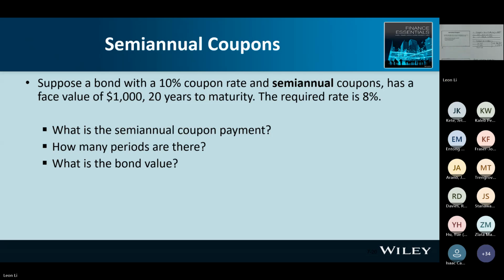All right. So you can see coupon payment now is $1,000 times coupon rate 10% divided by 2. The reason? Semi-annual. So the coupon payment will be $50. Number of periods, 20 years to maturity, so 20 times 2. The reason? Again, semi-annual, 40. All right. The required rate, 8%. 8% divided by 2 for our I.